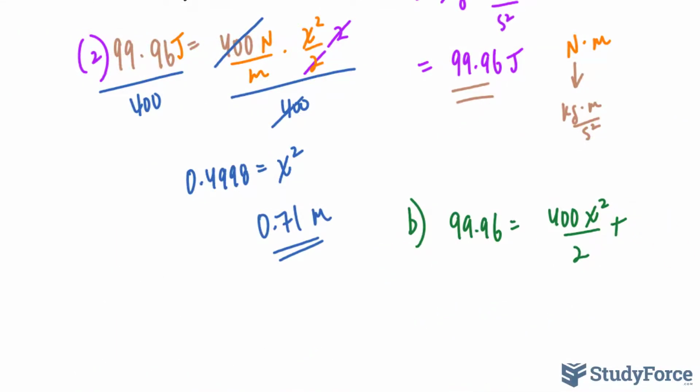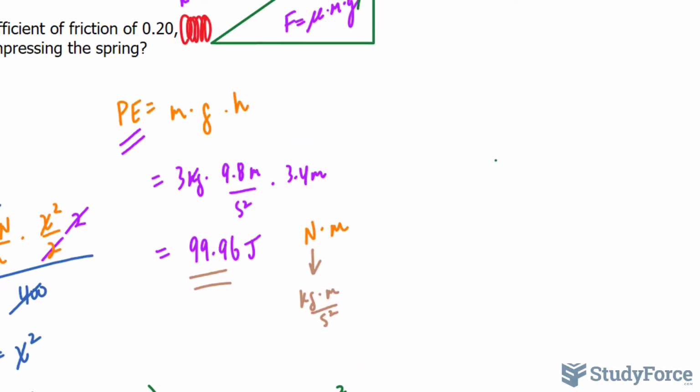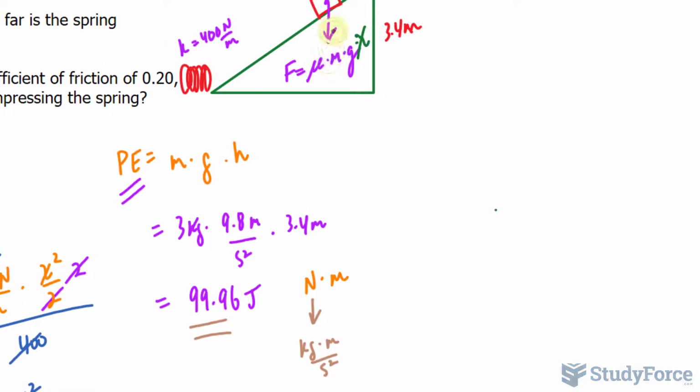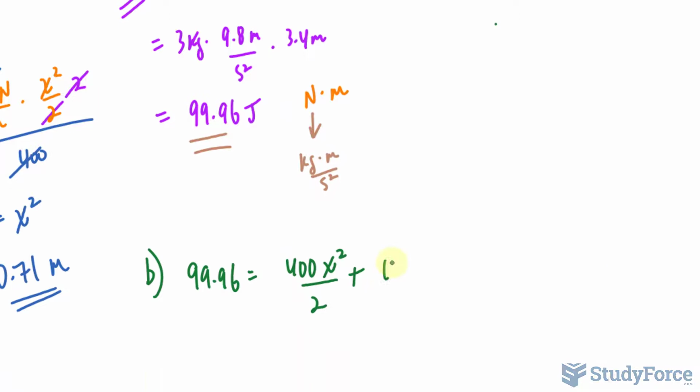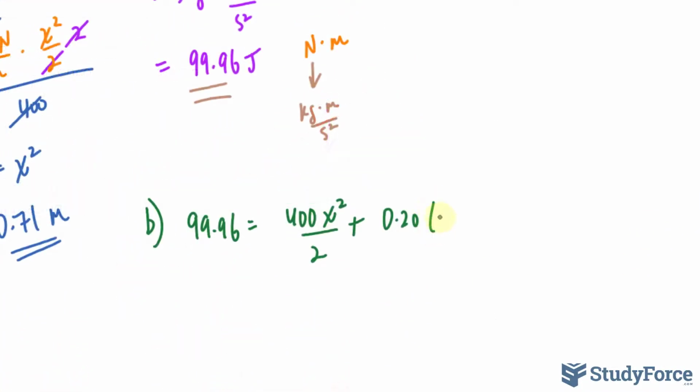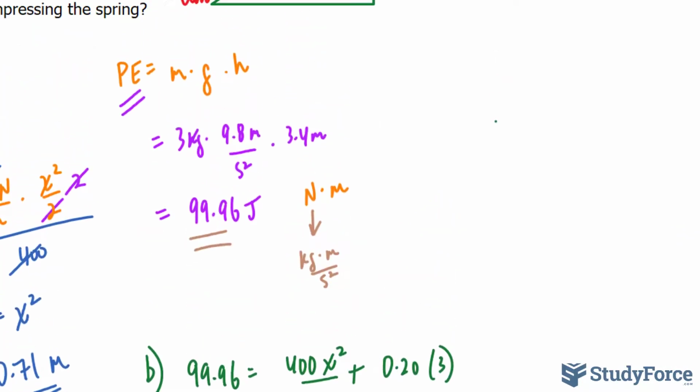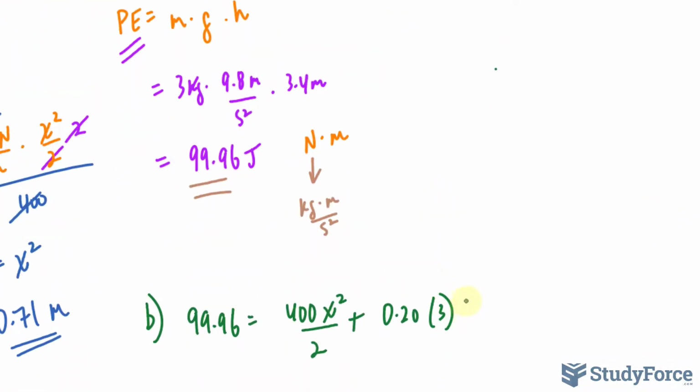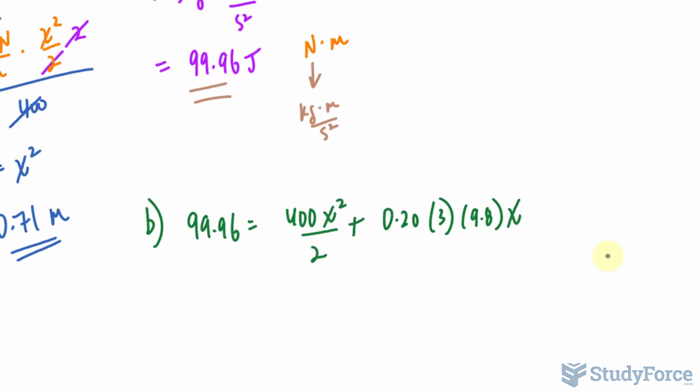So I'll add that expression, the one that we just wrote, where I will replace these values with what they actually are. So 0.20, the mass was 3 kilograms. What else do we have? The gravity is 9.8 x. We have an equation that is a quadratic, x to the power of 2. So we might have to use the quadratic formula to help us solve this. Let's simplify. 99.96 is equal to 200x squared.